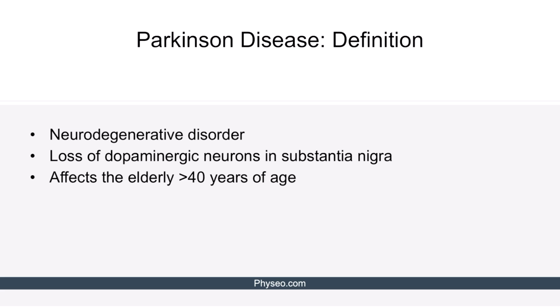Parkinson's disease is a neurodegenerative disorder. It is caused by loss of dopaminergic neurons in substantia nigra. Typically, the affected patients are above 40 years of age.